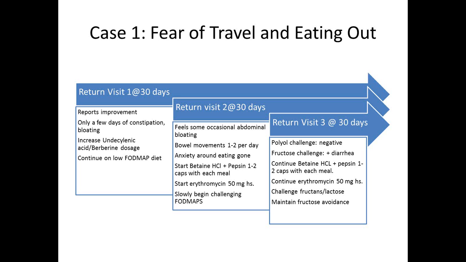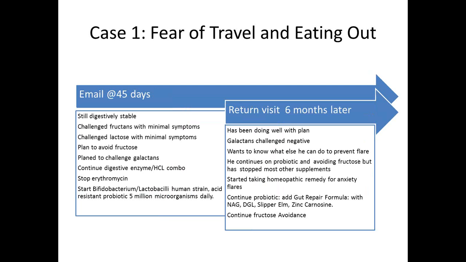So he was clearly responding to treatment, and then we started him on addressing the migrating motor complex with erythromycin at bedtime. And he really pushed me, because he was doing so well, to start challenging FODMAPs. So we challenged the polyols, and he challenged negative. He was excited about that. And then challenged the fructose, and he had diarrhea. So he was clear that, at this point, fructose was an issue. We kept that out and continued on the plan, and then we were going to challenge fructans and lactose later.